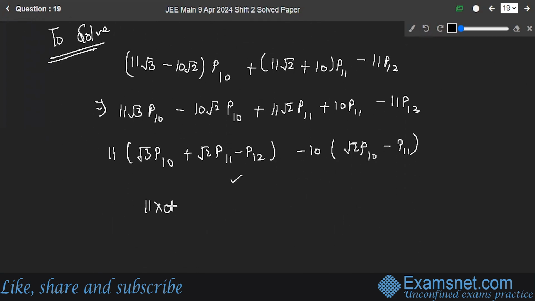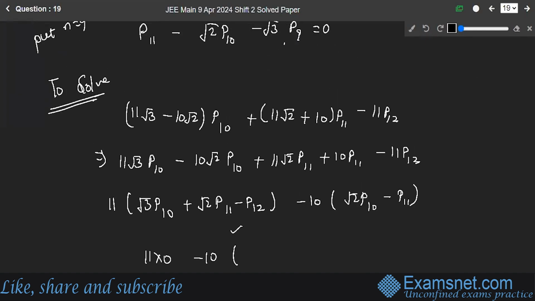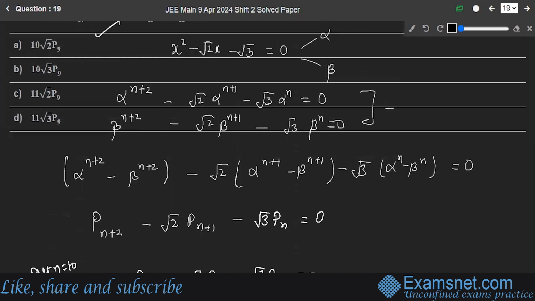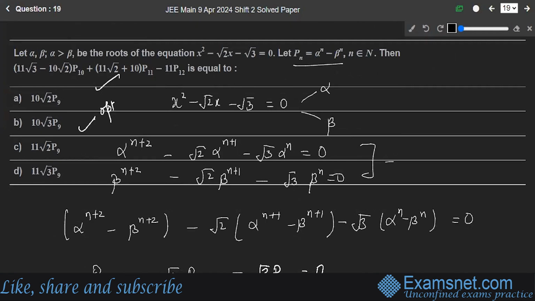That will give you 11 into 0 minus 10 into what is this equal to? If I use this equation, P11 minus root 2 P10 is equal to root 3 P9. So this gives me minus 10 into minus root 3 P9, or that is equal to 10 root 3 P9. Now let's check with the options. I think this is the one, 10 root 3 P9, option B. This is the right answer to the question. Hope you got that. Let's move to the next one.